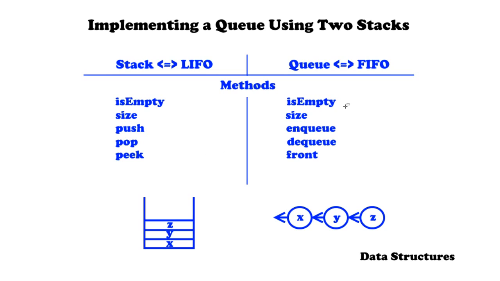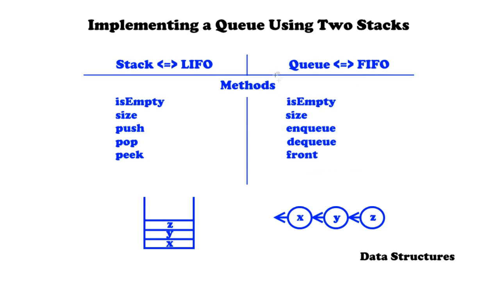Then the methods that are needed for the queue abstract data type are the isEmpty method, so it again checks whether the queue is empty. The size method, which checks the amount of elements that are in the queue at the moment. The enqueue method, which adds an element at the back of the queue. The dequeue method, which removes the element that is at the front of the queue and returns it. And the front method, which just simply returns the element that is at the front of the queue but doesn't remove it. And in order to implement a queue using two stacks, we have to implement all these methods. So that's what we're going to do in the rest of the video.